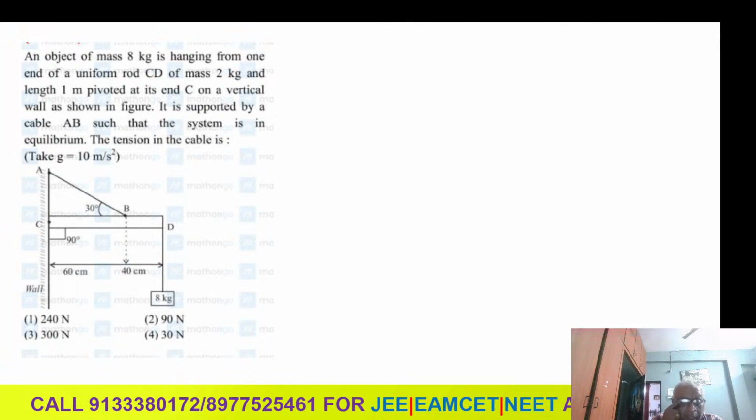This is also a thinking type question. Generally, a question will sometimes have 7-8 lines. This is a torque problem actually. When you have torque, net torque is 0.